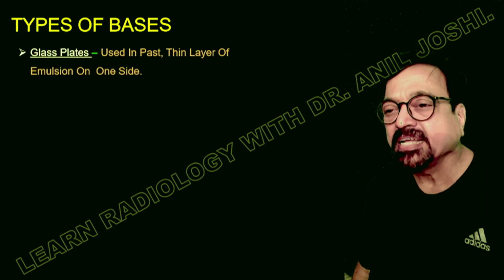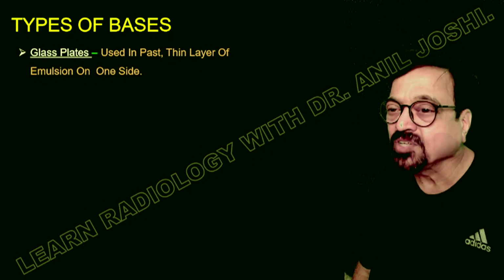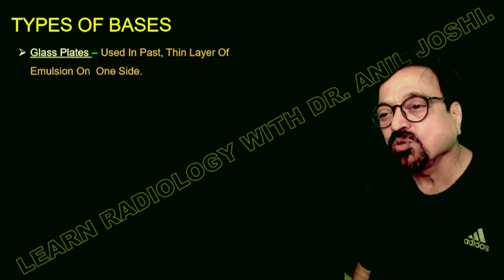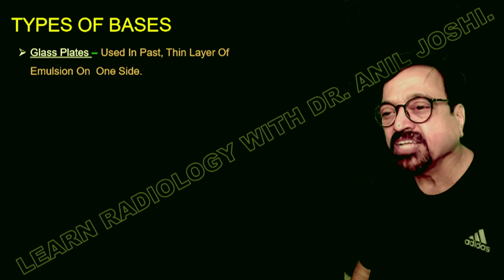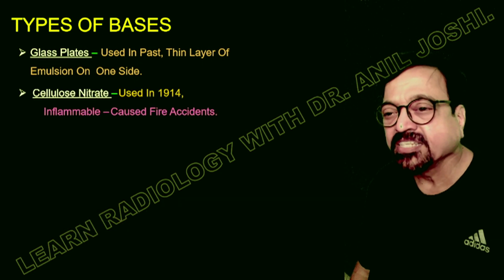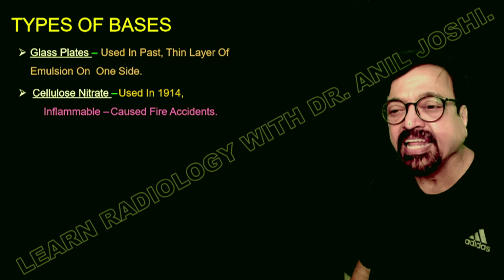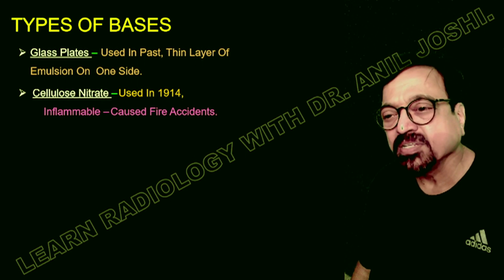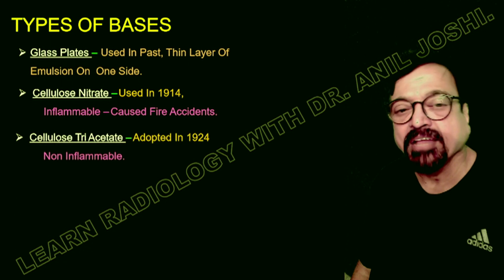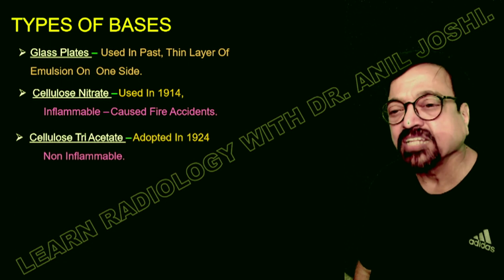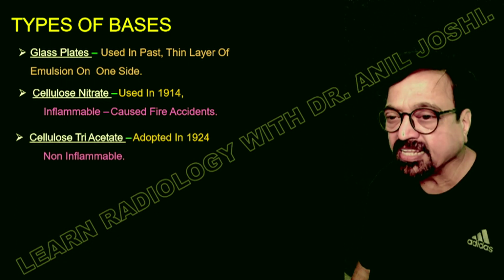Now, what are the types of bases? Glass plate, as we have seen, was the earlier film used. Earlier, the glass plate was used, in the past, with thin layers of emulsion, and nowhere is it used nowadays. Now, second was cellulose nitrate, used from 1914 till fairly recent, almost up to 2000. It was inflammable, but at the same time it was available. Both types of film were available, that is, one polyester base and also a cellulose base.